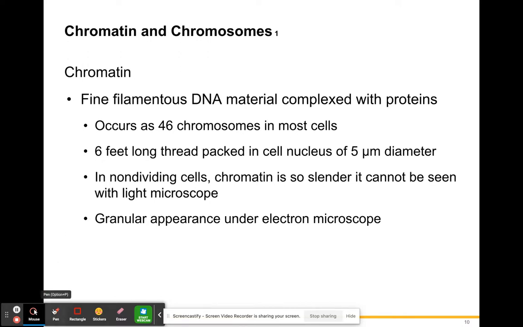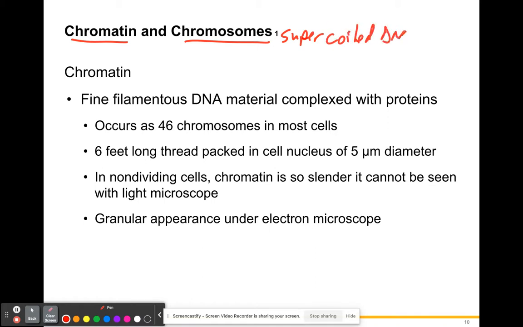Okay, now I want to talk to you very quickly about the idea of chromatin versus chromosomes. These two words refer to the same thing, but in different forms. That's all that means. So very simply, a chromosome is a very tightly supercoiled piece of DNA. Now I like to do this in class with a rubber band. I don't think I can do it here.